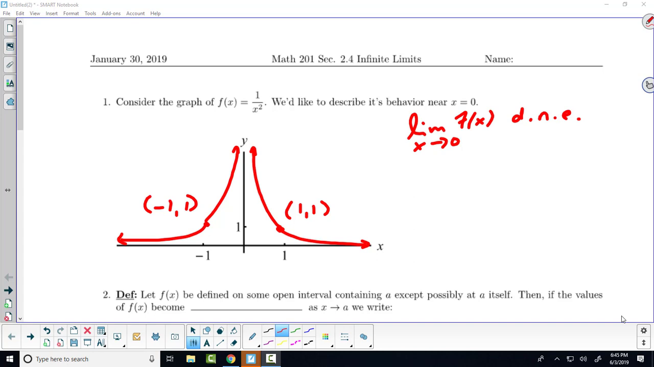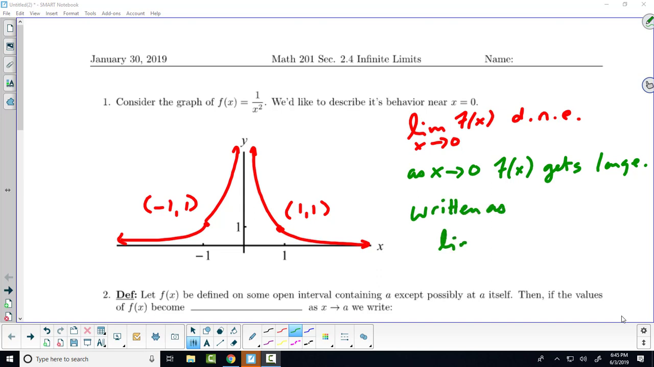We'd still like to describe what's happening. What I'd like to say is, as x approaches 0, f of x gets large. Is that true? It appears to be true from this graph, right? So that's the idea that I want to convey, but I want to be able to give a symbol for that. So how are we going to write this?